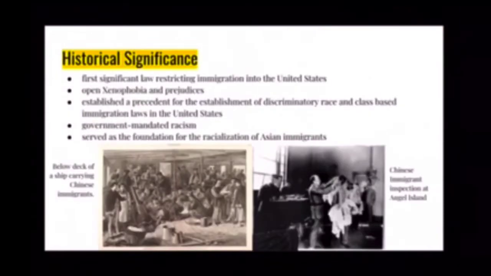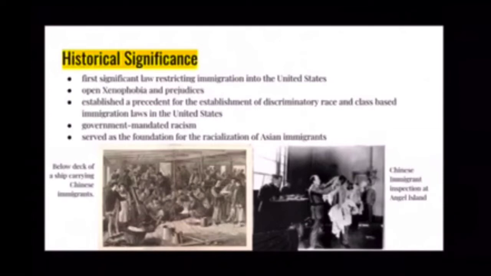Although Congress passed the Chinese Exclusion Act in 1882, decades before the incarceration of Japanese Americans during World War II, the act was a turning point in U.S. relations with Asian immigrants and their descendants. The act was significant for several reasons. First, by outlawing the immigration of laborers while in theory allowing the entry of merchants, students, teachers, diplomats, and travelers, the act established a precedent for the establishment of discriminatory race and class-based immigration laws in the U.S.